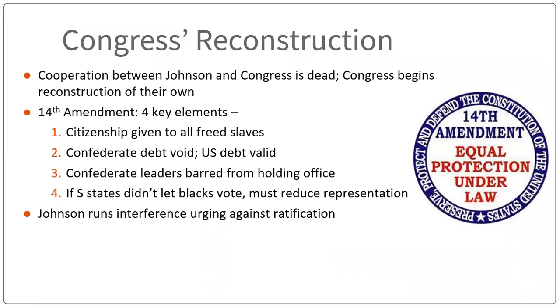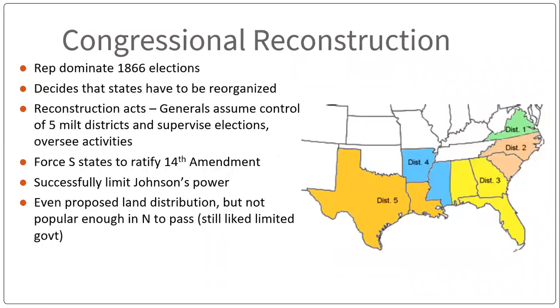Johnson is going to kind of gum up the works here, and he's basically going to try and get people to not vote to approve this amendment. All right, some more. So Republicans dominate the 1866 elections. So we're going to start seeing a lot more Republican politicians coming into power in a lot of states. They decide that states have to be reorganized.